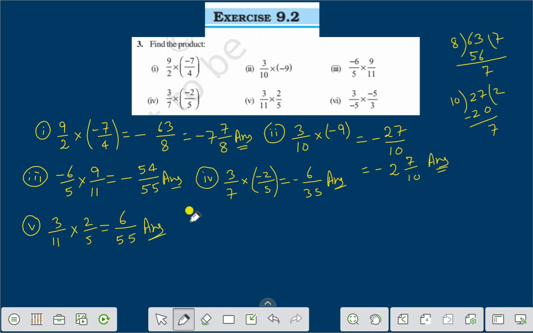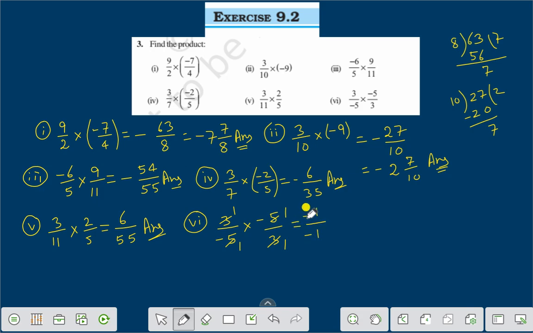Now question number 6 here you see is 3 by minus 5 into minus 5 by 3. If we cancel, 3 1 is 3 and 5 1 is 5. And you are getting 1 into 1, that is minus 1, and here also 1 into 1, that is minus 1.